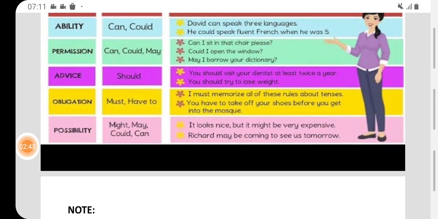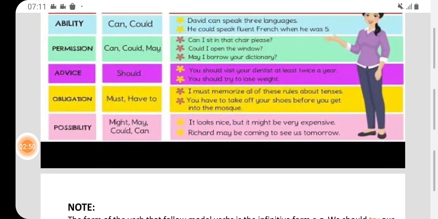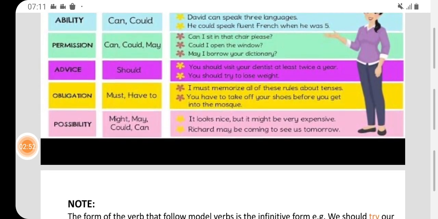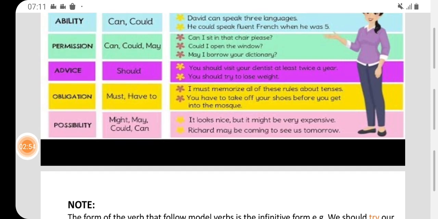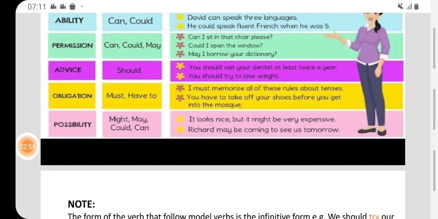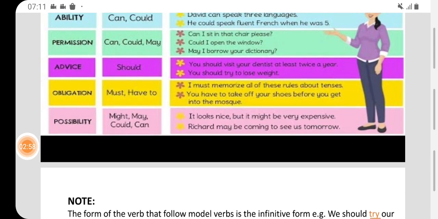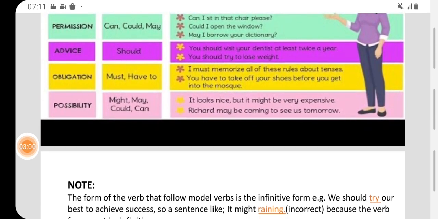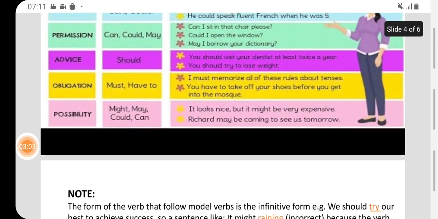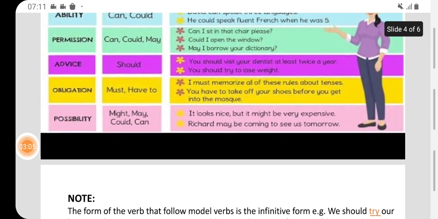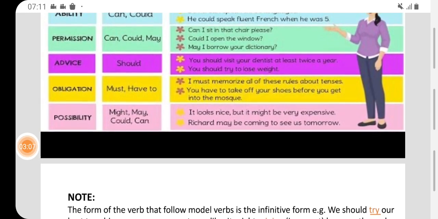Advice. We use should to express advice. You should visit your dentist at least twice a year. You should try to lose weight. Should. The advice is usually friendly. It is a friendly suggestion for doing something.